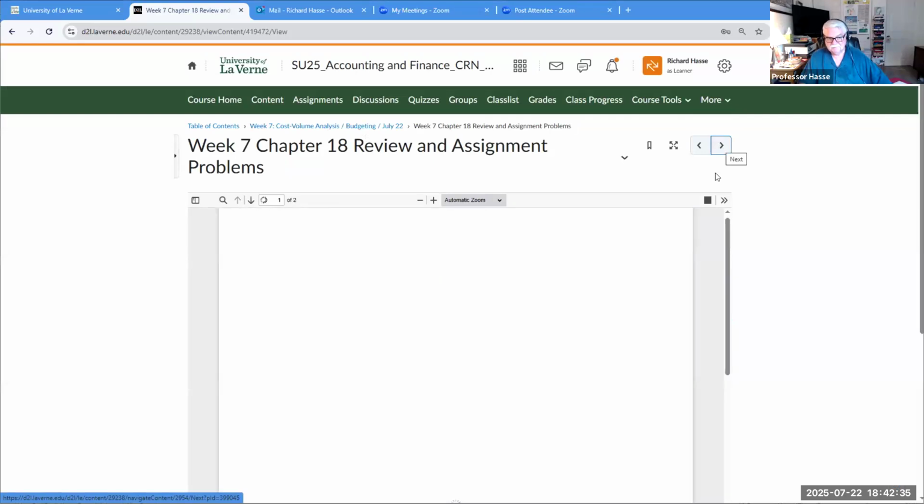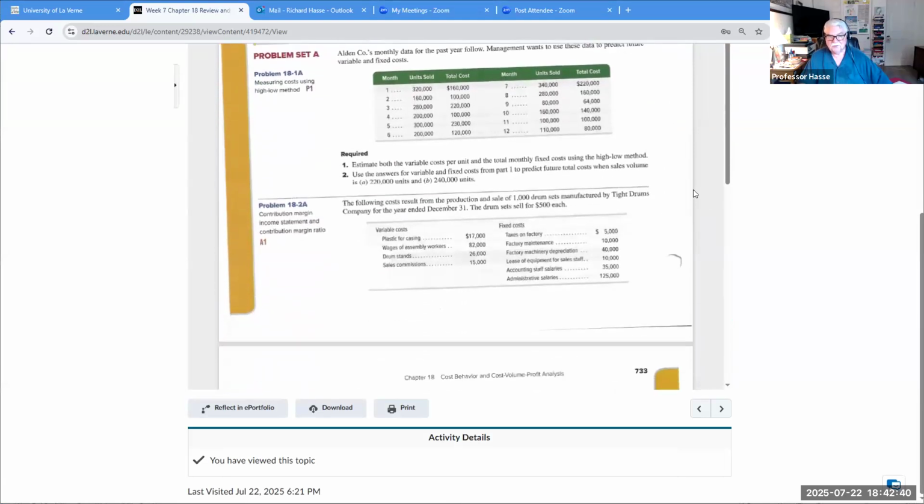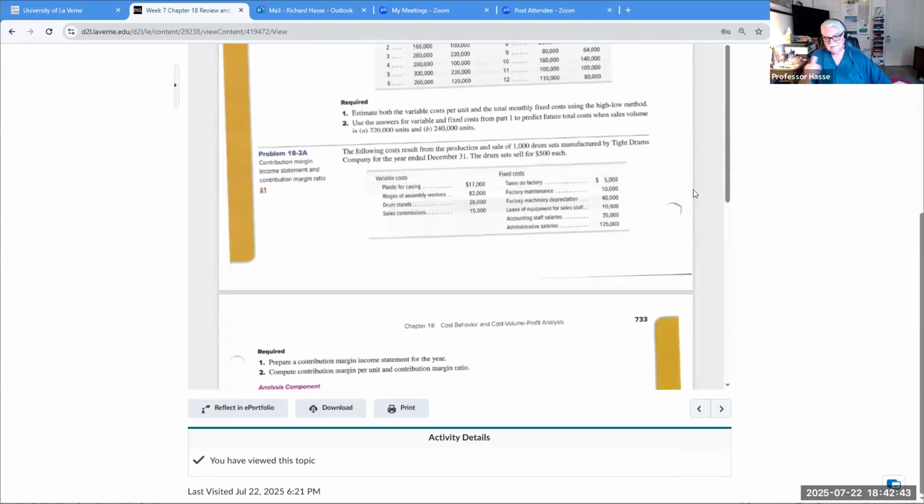That's chapter 18, problem 18-2 at the bottom of page 732. Again, if you don't have a text, don't panic. This is right in your week 7 folder, so you can see that. Now, this is taking a look at costs a little bit differently. In the problem we just looked at, we were looking at product and period costs: what costs are associated with manufacturing the product, in that case a drum set, and what costs are G&A, administrative costs. Now we're taking a look at the 1,000 drum sets by variable and fixed costs.